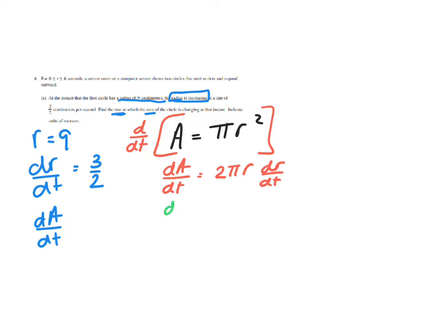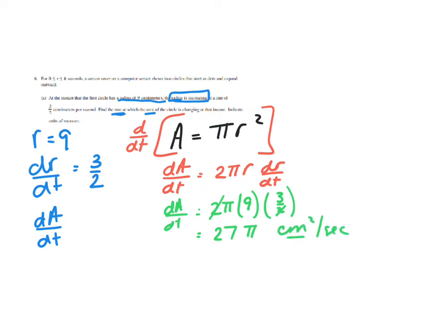You're asked to find dA/dt, so we currently do not know that. I have my 2, I have my pi, they gave me a radius of 9 and a dr/dt of 3/2. These 2's can cancel. 9 times 3 is 27, so dA/dt is equal to 27 pi. Now, unit-wise, think common sense. Area has to be in units squared, and it's the rate with respect to time, so this is centimeters squared per second. Area tells me that it's squared, the rate tells me that it's per second.